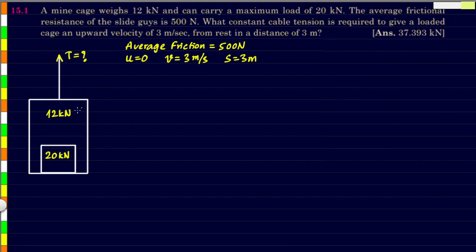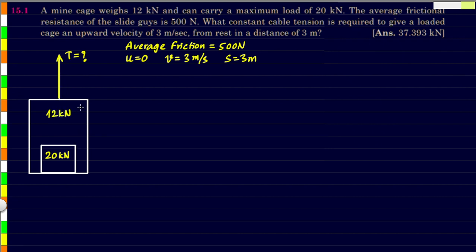So we have a lift here which is weighing 12 kilonewtons, carrying a load of 20 kilonewtons inside of it, which is moving upwards. Initial velocity is 0, final velocity that we require is 3 meters per second, and the distance in which this velocity is to be acquired is 3 meters. We have been asked to find what will be the tension in this string over here. So let's go ahead and solve it.